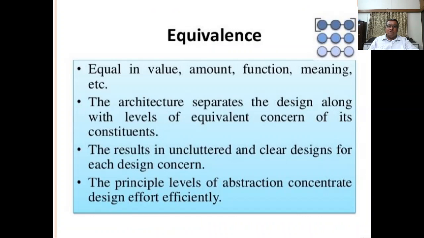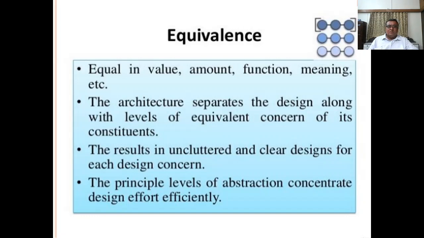Equivalence: equal in value, amount, function, meaning, etc. The architecture separates the design along with levels of equivalent concern of its constituents. This results in uncluttered and clear designs for each design concern. The principal levels of abstraction concentrate design efforts efficiently. So architectural composition, or the qualities of architecture, should be equal in value, amount, function, and meaning.